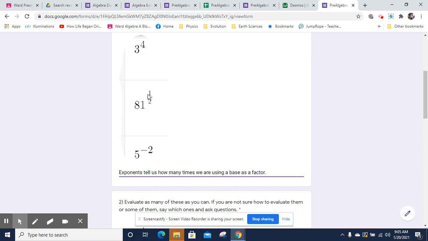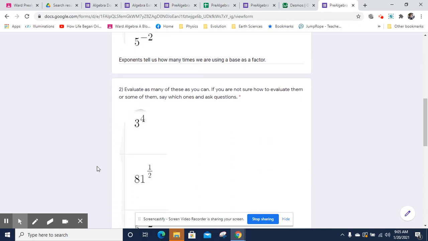This one is telling us we're using half of the factors of 81. So we get to split 81 into 2 equal factors and take half of them. And this is telling us we're using 5 as the opposite of a factor twice. So we're dividing by 5 twice. So let's work out what these are.